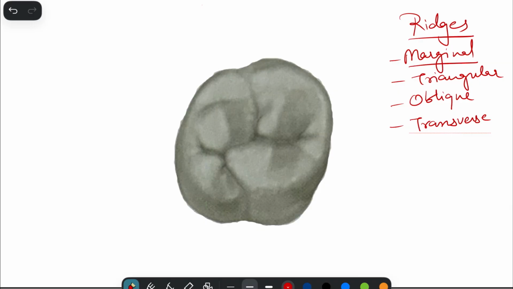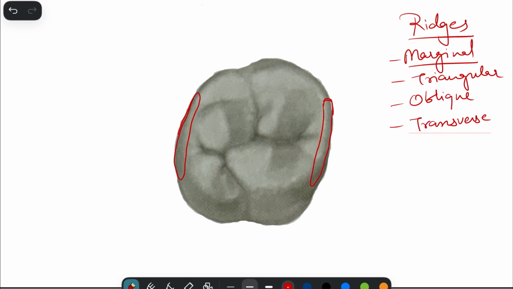So the marginal ridge is a linear elevation on the occlusal surface of the molars on the mesial and distal borders. Okay, and it is also present on the lingual surface of the anterior teeth.